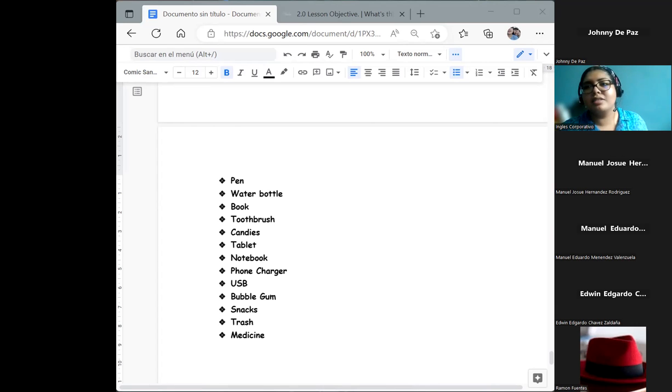Then candies, that's a good idea to have candies on our backs, because in that case we can eat some candy when we are like sleepy. Then we have a tablet, in that case is when you have this kind of work, the notebook. It's important to have a notebook because you need to write something, or have some details. You can do it on your notebook. The phone charger is basic because you have your phone and you need to have your charger too. Then we have the USB in the case you need to exchange information with someone else.